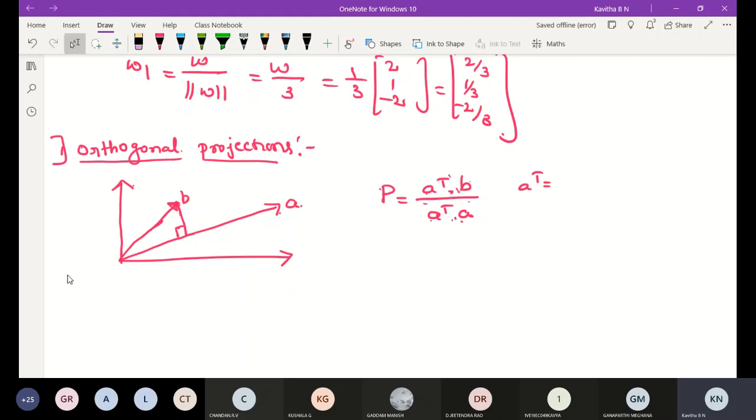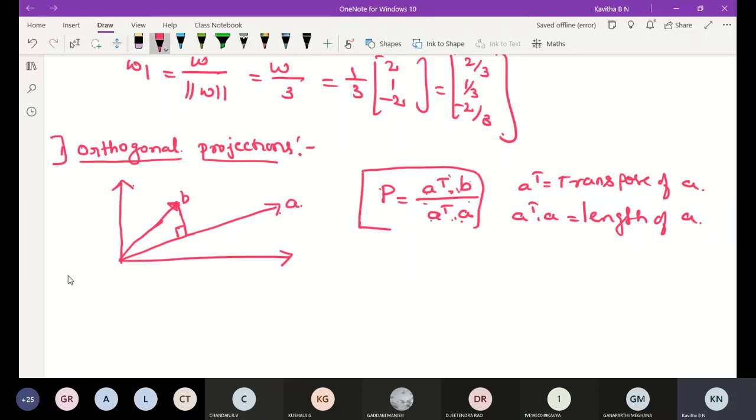A transpose is the transpose of A. A transpose dot A is equal to length of A. This is the formula for projection of B on A.